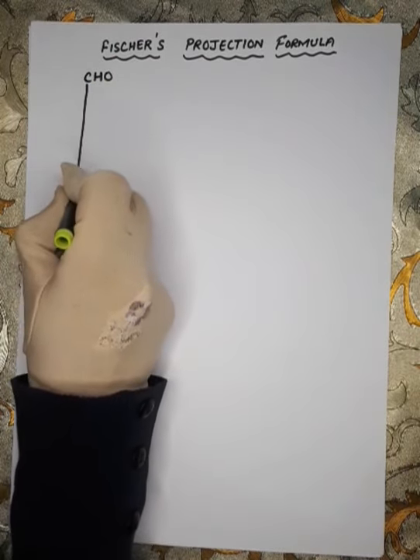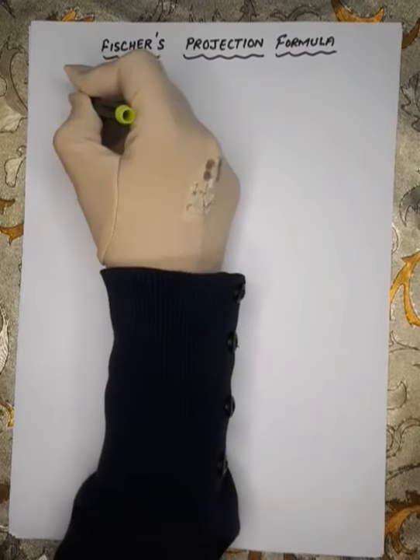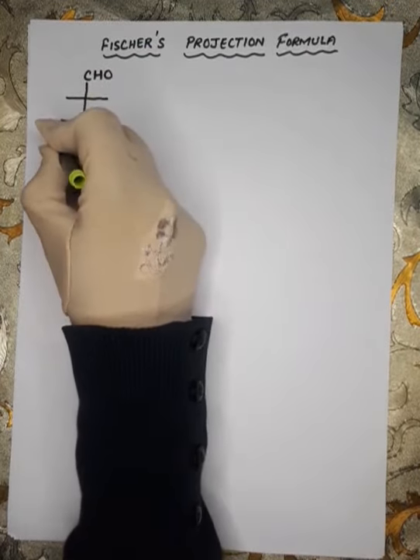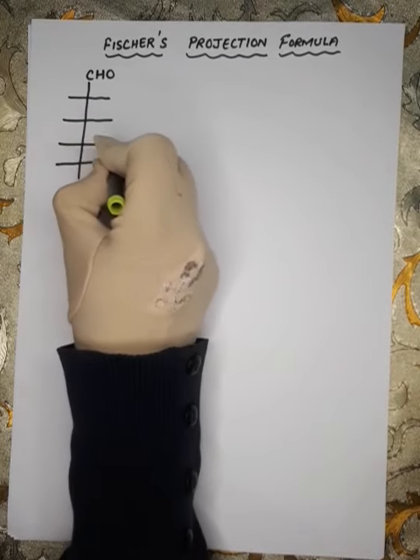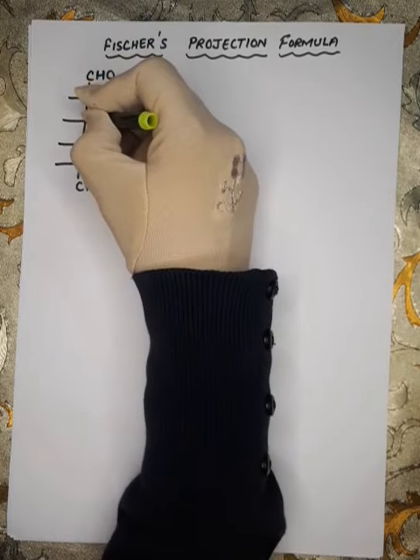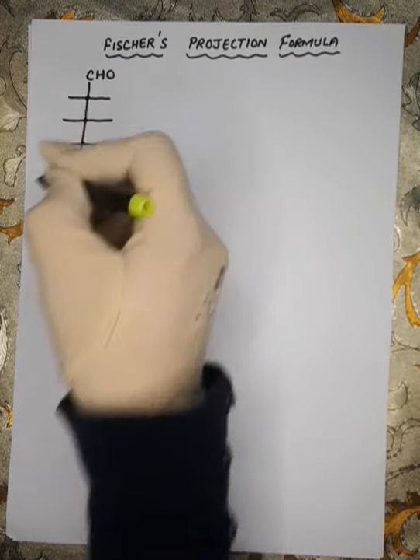CHO, CH2OH, 1 carbon atom, 2, 3, 4, 5 and 6, because where there is the intersection of the vertical and horizontal line, this is the carbon atom.